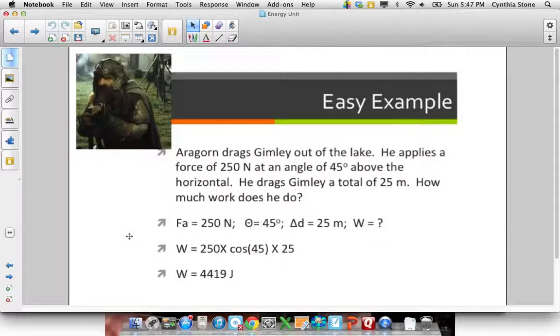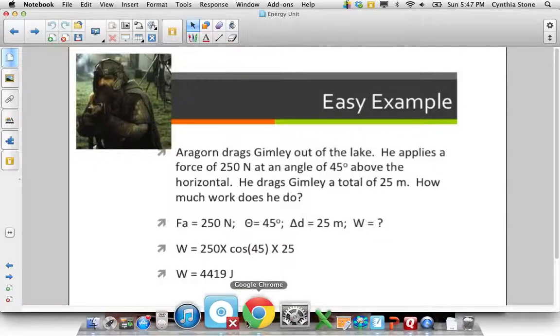Okay, so just to see an example, we'll do a lot of these in tomorrow's lesson, but let's just see what I mean by this formula. So Aragorn drags Gimli out of the lake. He applies a force of 250 newtons at an angle 45 degrees above the horizontal. So he's kind of pulling up on him. Okay, he drags him 25 meters. How much work does he do? And you go through the calculation, and he does 4,419 joules of work.